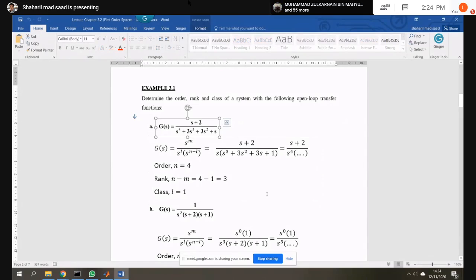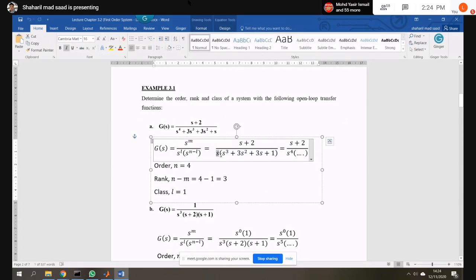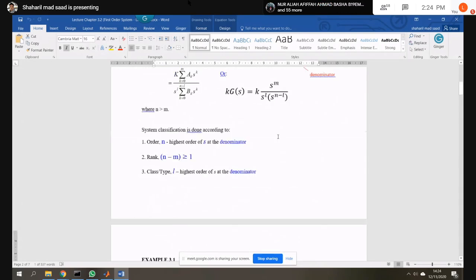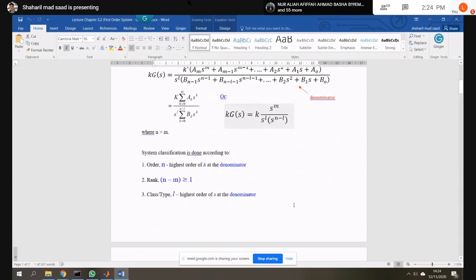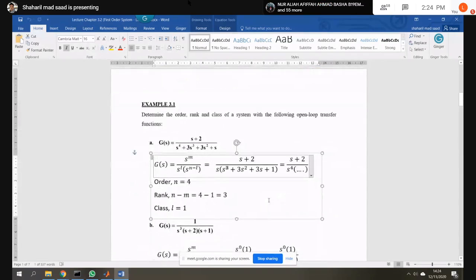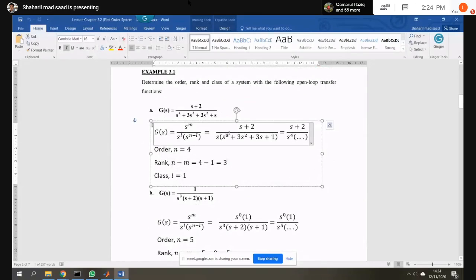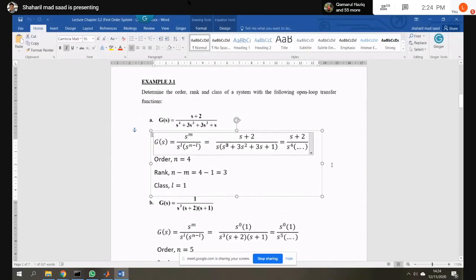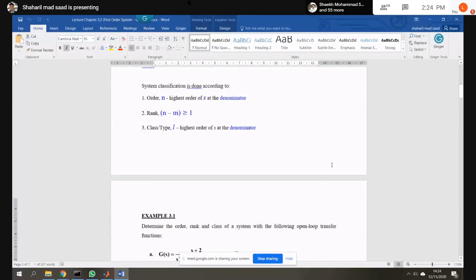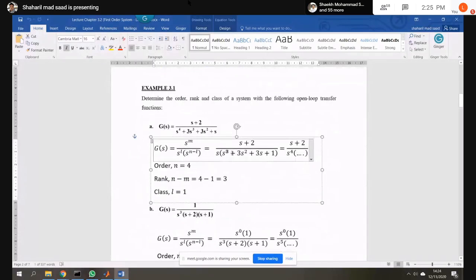And then how to find the rank, so you need to take out the S, right? And then the formula is N minus M, right? N minus M equal to the rank. So that means you minus with M, and where is it? M, yeah, M is 1. Okay, so 4 minus 1, you got 3 for the rank.